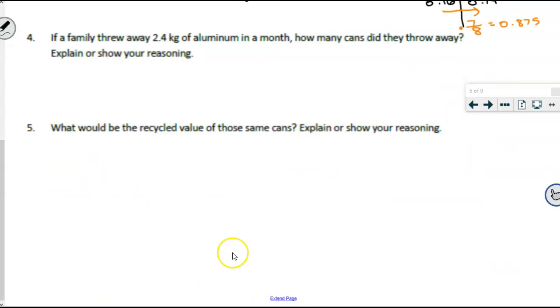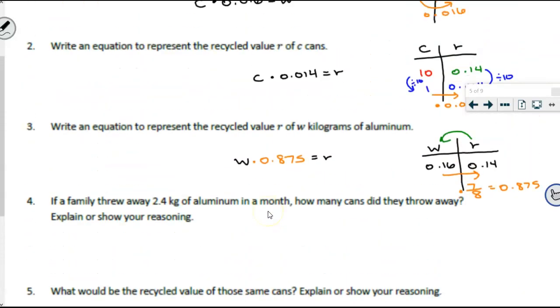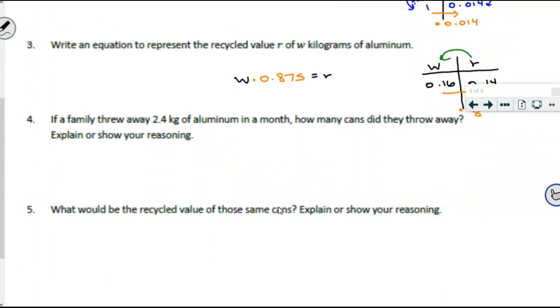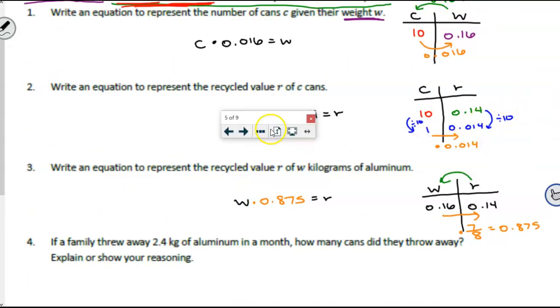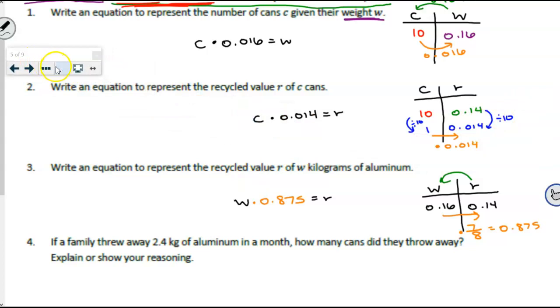If a family threw away 2.4 kilograms of aluminum in a month, how many cans did they throw away? Then the next question, what would the recycled value of those same number of cans be? So two different questions. We're going to be using two different equations for that. Which equation are we going to be using for number 4? Again, it says if a family threw away 2.4 kilograms of aluminum in a month, how many cans did they throw away? Which of those 3 equations is going to be the most helpful? Talk with your groups first real quick. Quick discussion here.